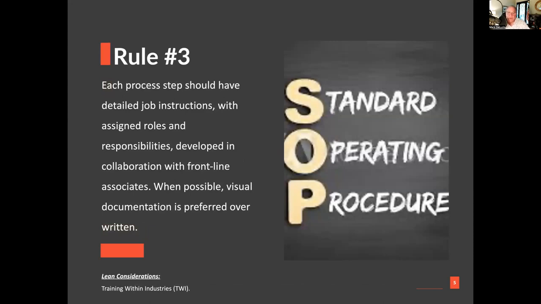Rule three. Now we're getting into detailed job instructions. Every process should have those detailed job instructions with assigned roles and responsibilities. Who does what and when do they do it by? And we should develop these processes in collaboration with the people who do the work. They're our best consultants at the end of the day. All right. And again, keep it visual. It's always preferred over written, right? And if you go back to Training Within Industries, TWI, that has a lot of good content for you to think about in terms of how you would do this.